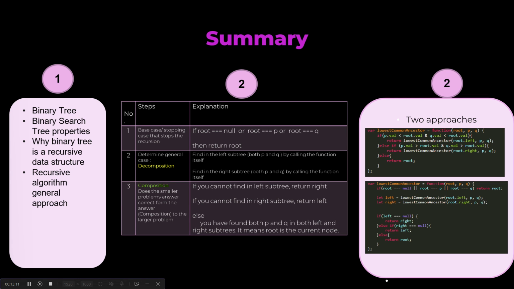In this video, for this particular problem, we learned the difference between binary tree and binary search tree, and why a binary tree is a recursive data structure. Since a binary search tree is a variant of the binary tree, we can use a recursive algorithm to solve this problem. We also learned the general recursive algorithm and broke it down into steps. And we learned two algorithms. One is only for the binary search tree, where we take advantage of its property and solve this recursively, or we can also solve this problem using the general recursive approach.